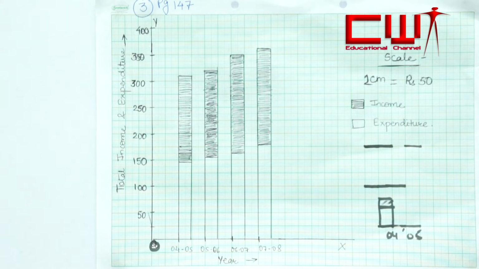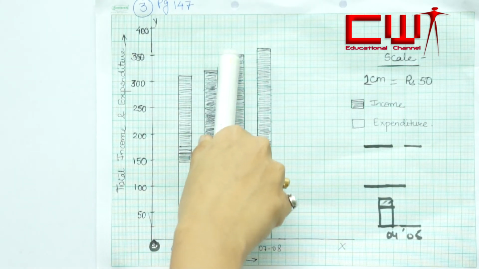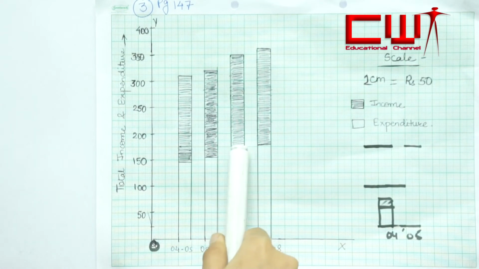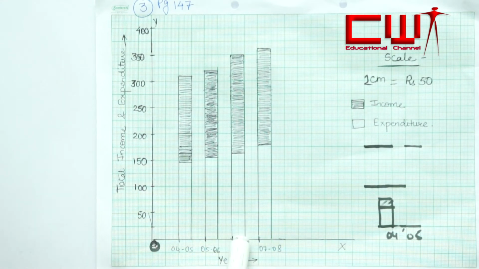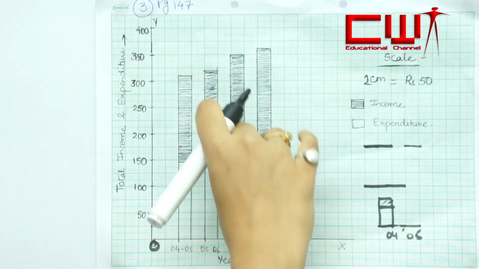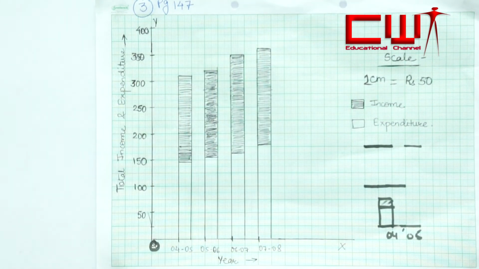The total is 350. Take it up to 350. See the minimum one. Which is the minimum one? Expenditure, 169. So mark 169 here on the diagram. This is the baseline, that is the OX axis. From this to what you have marked will be your expenditure. The remaining will be the income.